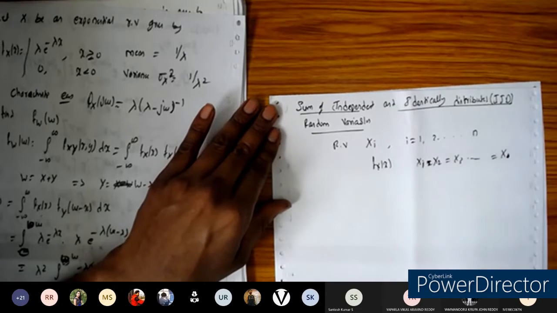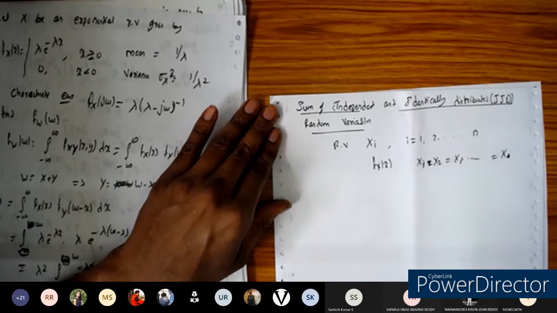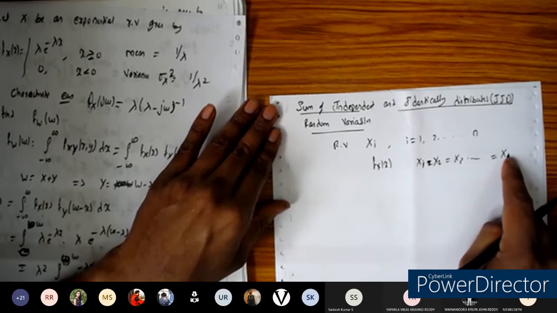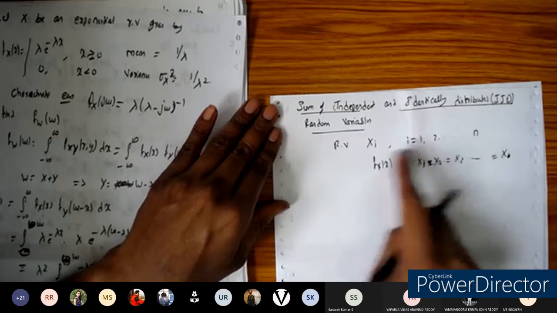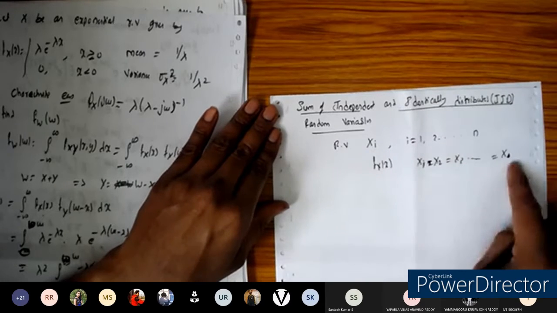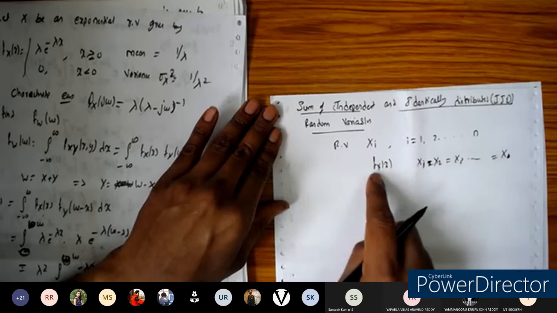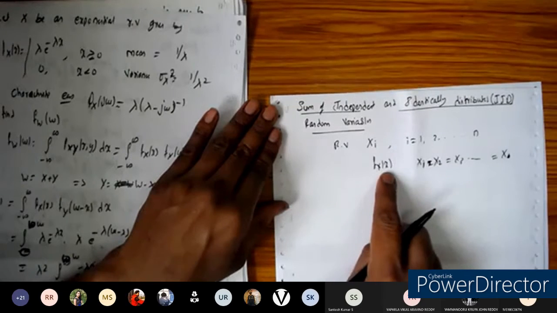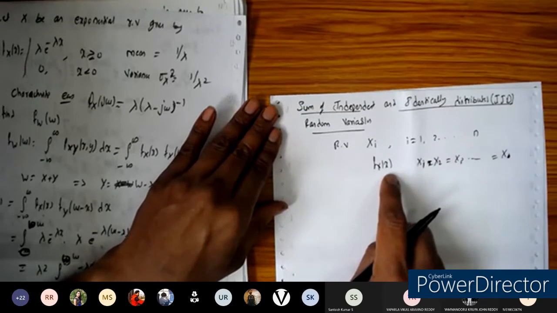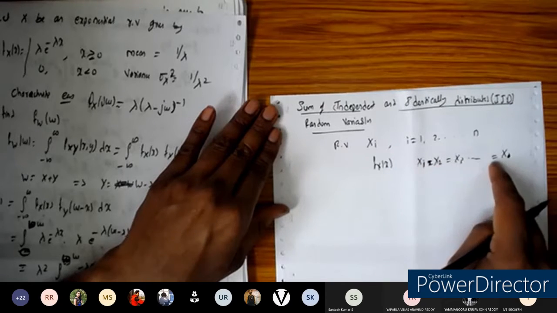We are going to call it X. This is called an identical distribution. So these random variables are independent of each other and have an identical distribution, with the corresponding PDF fX(x).